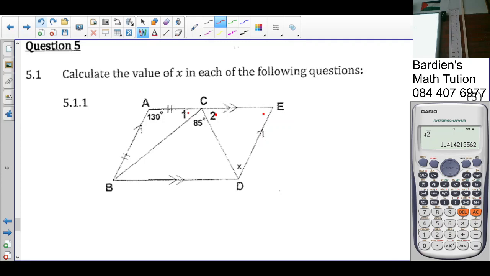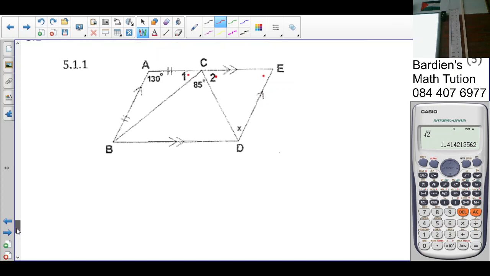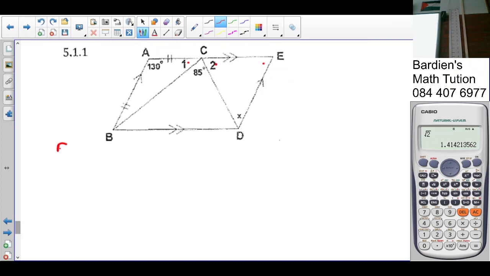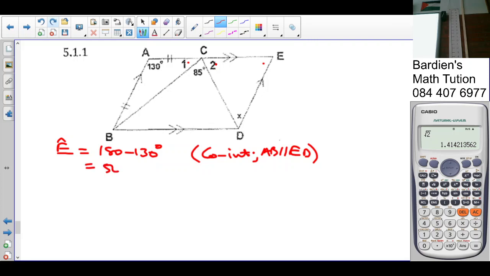So E, just move this up a bit. So E is going to be 180 minus 130. Reason? Co-interior. The U is being used there. So it's co-interior angles with AB being parallel to ED, which gives me an answer of 50 degrees. Right, so I'm going to calculate C1.